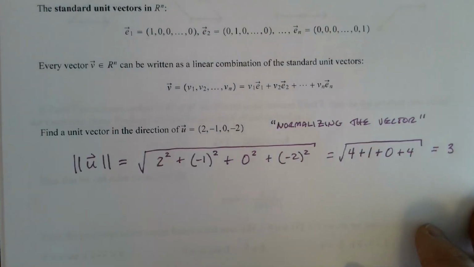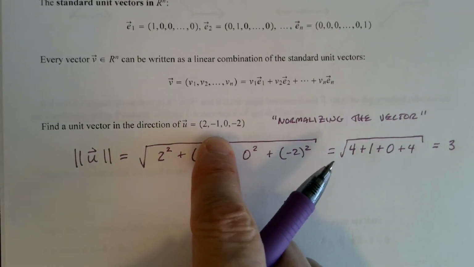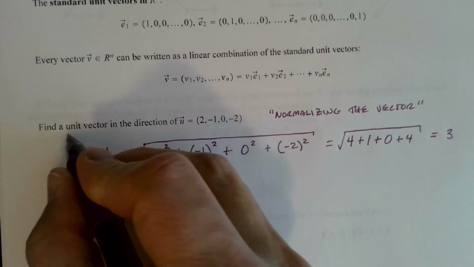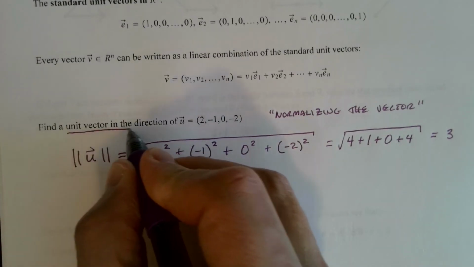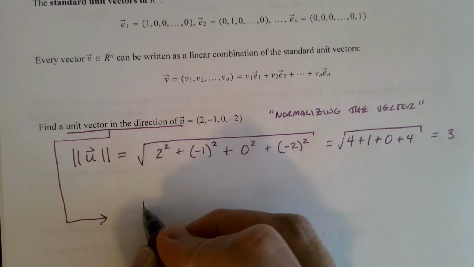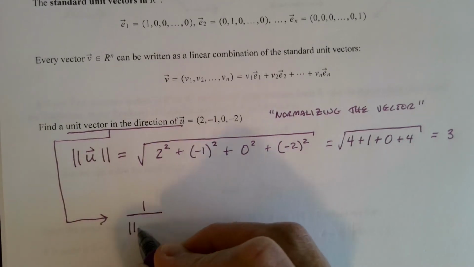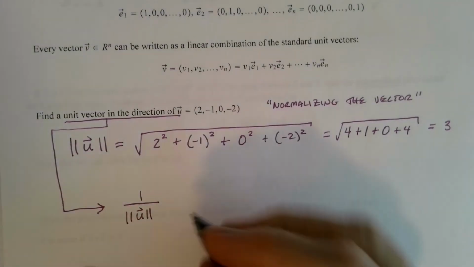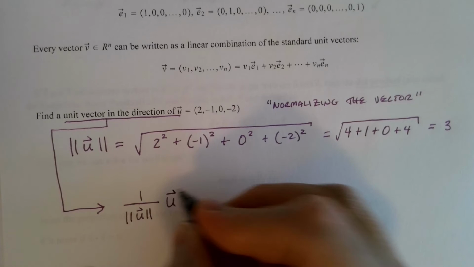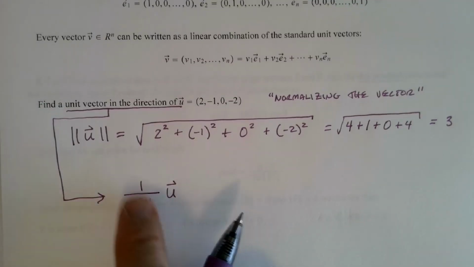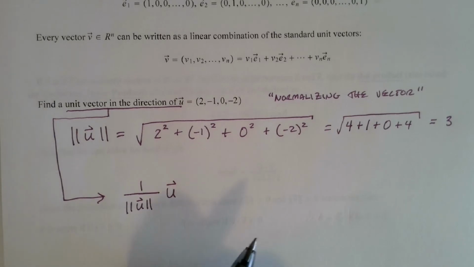So obviously my vector is not a unit vector, it has a norm or length of 3, and so to find a unit vector in the direction of u, I'm going to scalar multiply by the reciprocal of the norm. So that's going to give me a unit vector. Someone says, well, why don't we just divide by the norm? You can't divide a vector. We can scalar multiply, we can't divide.